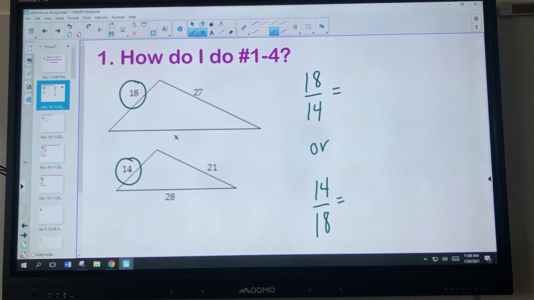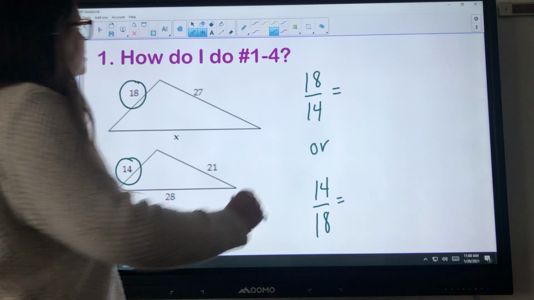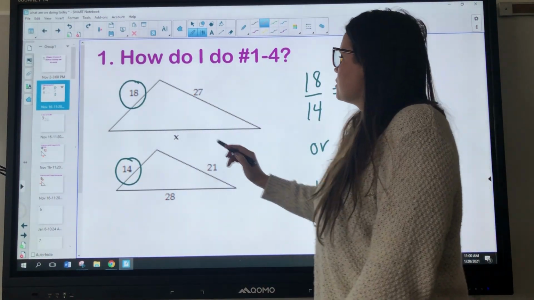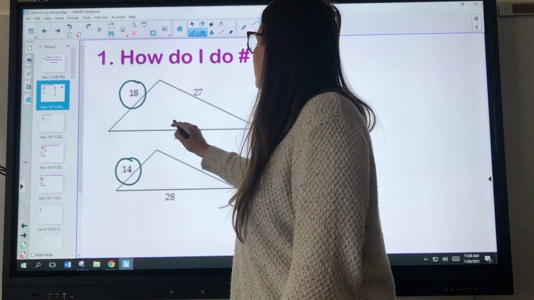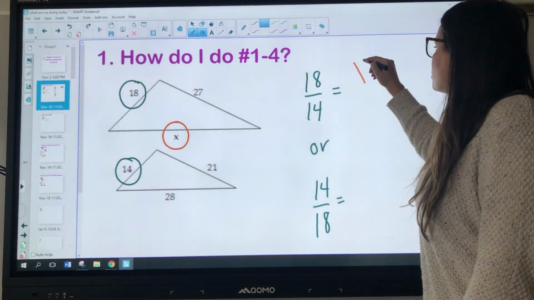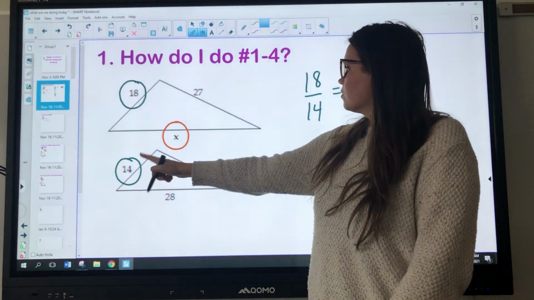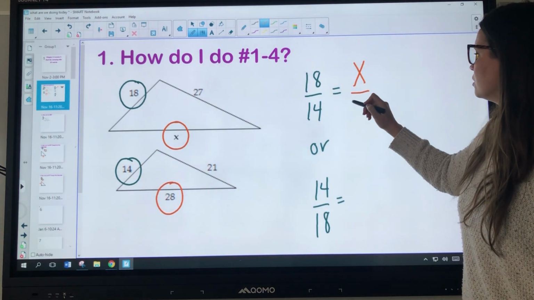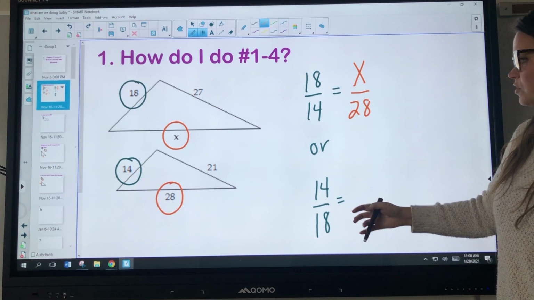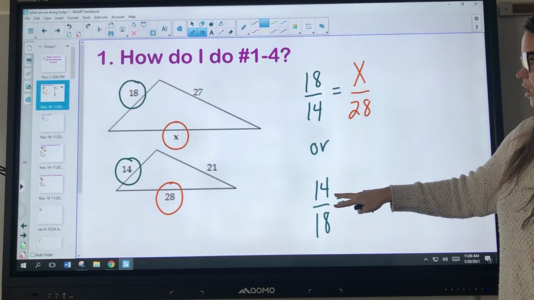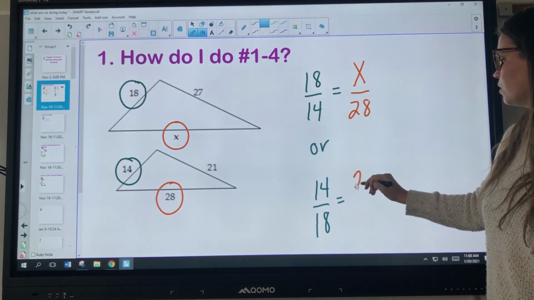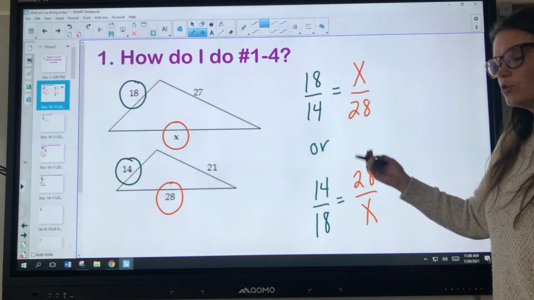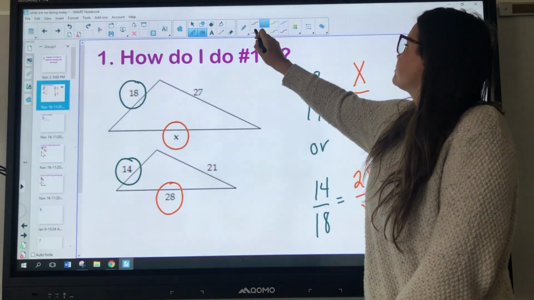Okay, and then the missing side is going to go into your proportion. So if the 18 was on the top of the fraction, you need to put the x on the top of the fraction. And if the 14 was on the bottom of the fraction, the 28 has to go on the bottom of the fraction. Okay, so if somebody else does 14 over 18, as long as they do 28 over x, you should both still get the same answer.